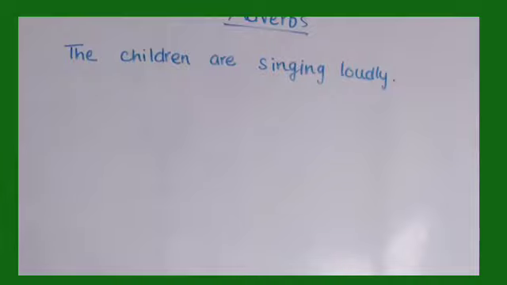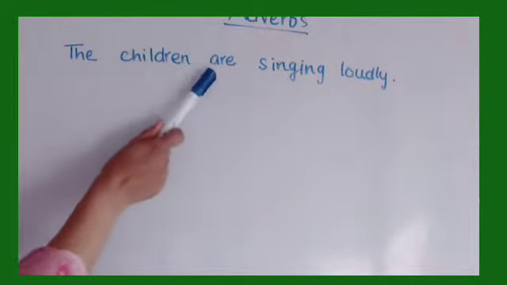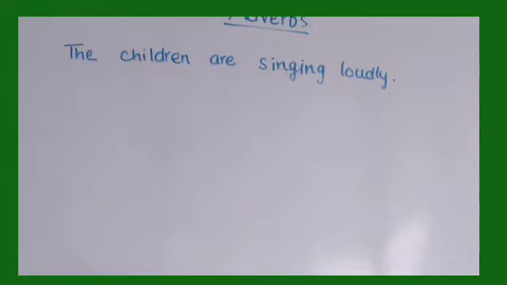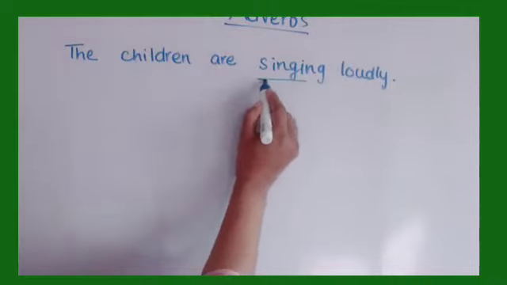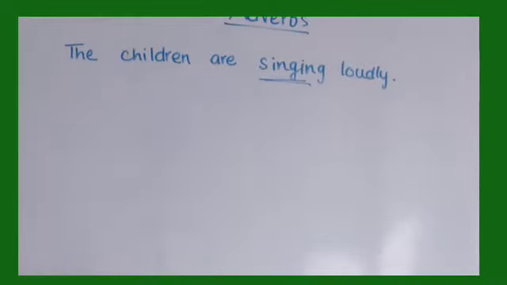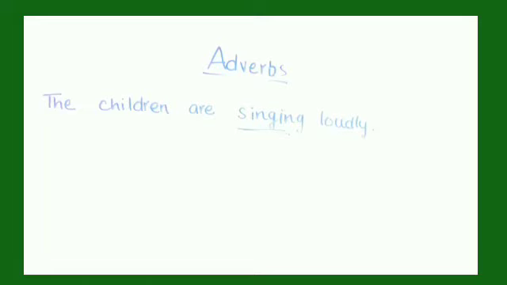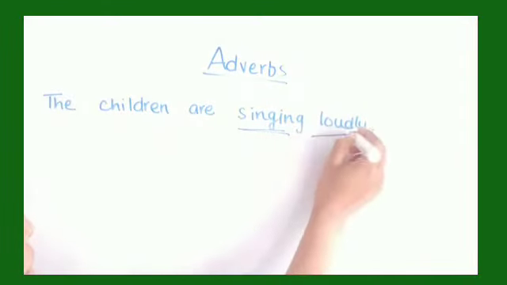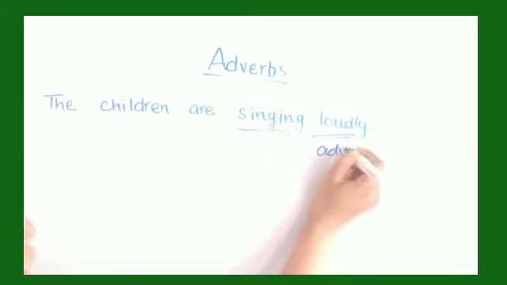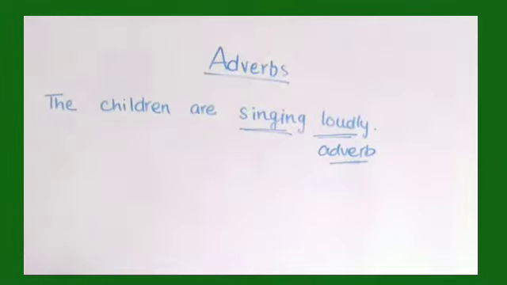Now, children, look here. We'll read the sentence. The children are singing loudly. So, what is the verb here? The verb is singing. Verb is what? Action, right? Doing words. So, how are the children singing? How? They are singing loudly. So this is adverb. What is this? Loudly is adverb. So the word loudly says how the children are singing.